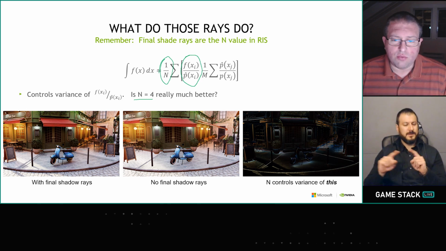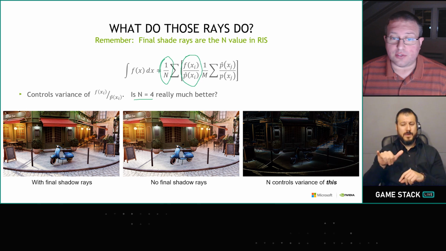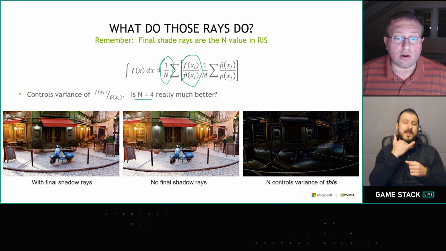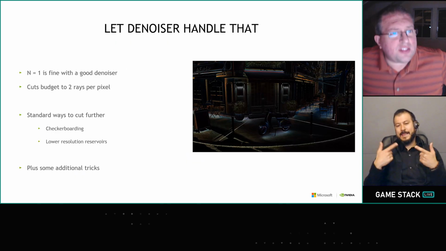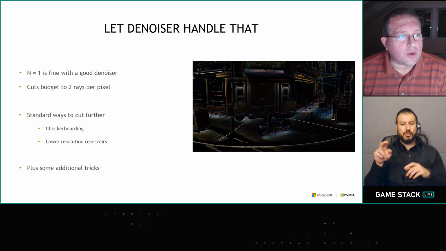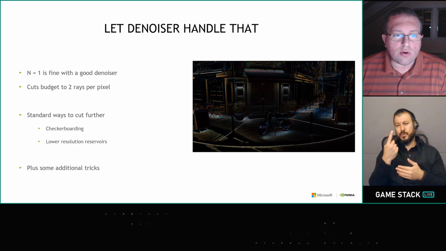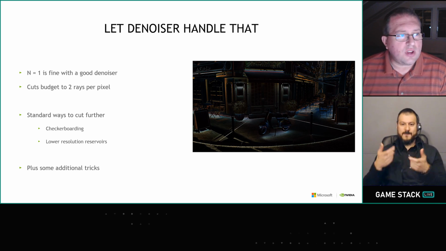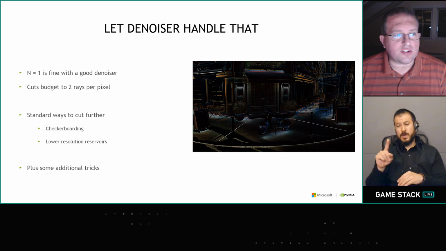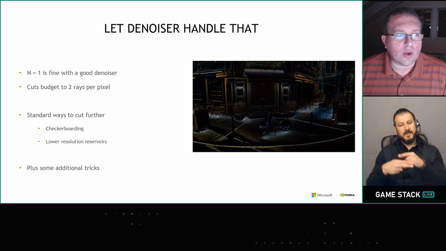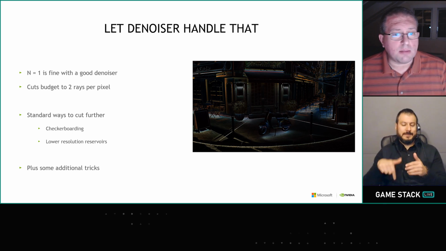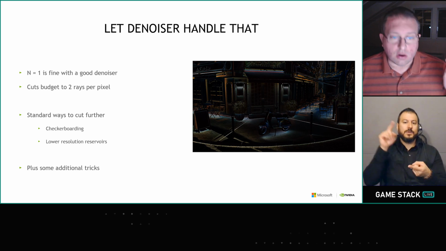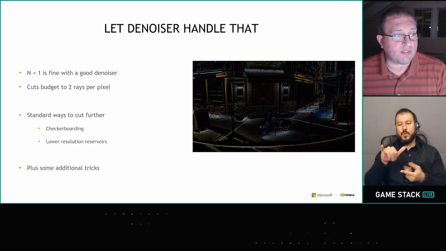And you might ask, do you really need 4 rays per pixel to control the error of something of this magnitude? And what we decided was, let's let the denoiser handle that. We have some pretty good denoisers these days. And on the order of magnitude of this difference image, n equals 1 is actually fine. And this cuts the ray budget down to 2 rays per pixel. Now, there's some other reasons that we did this that are beyond the scope of this talk, but this significantly reduces our cost by reducing our ray budget from 5 to 2.